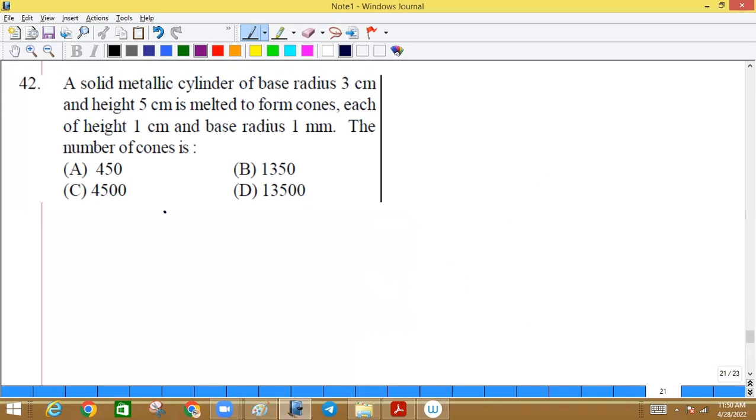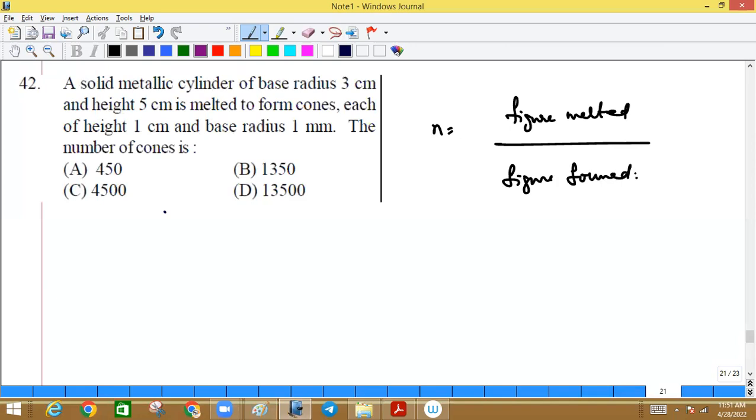A solid metallic cylinder of base radius 3 cm and height 5 cm is melted to form cones, each of height 1 cm, base radius 1 mm. Find the number of cones. Number of cones is equal to figure melted by figure formed. Okay, what you are melting and what you are forming. You are melting one big cylinder, you are forming 1,000 cones. Or you are melting 1,000 cones and you are forming one big cylinder.